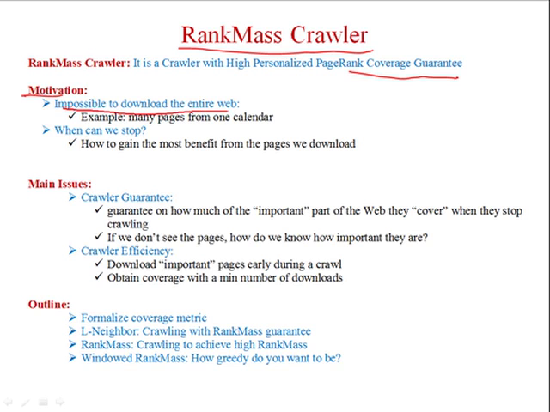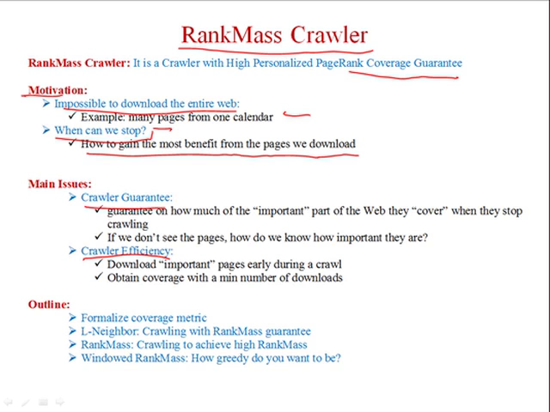It is impossible to download the entire web because it contains a huge number of pages. For example, many pages from one calendar. Another important question is when to stop, or how to gain the most benefit from the pages we download. So the main issues are crawler guarantee and crawler efficiency.